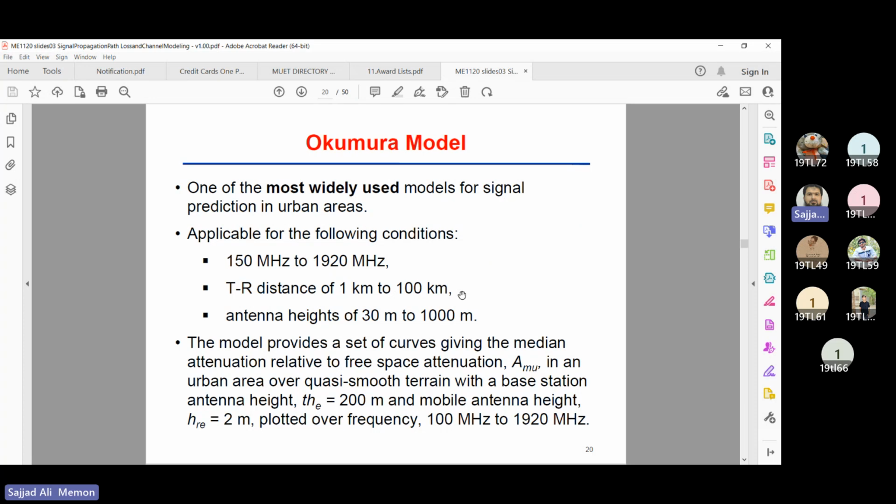Then we have the Okumura model, that is one of the most widely used models for signal propagation, signal prediction in urban areas, applicable for the following conditions. So this one again, the Okumura model is an empirical model. Empirical model means it is tried and tested somewhere in the world in a particular setting.